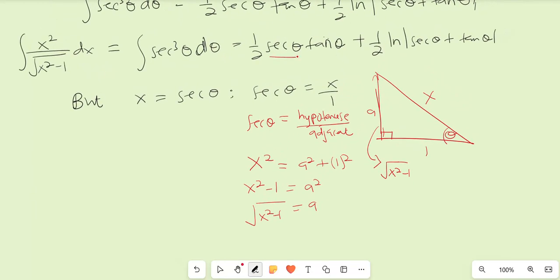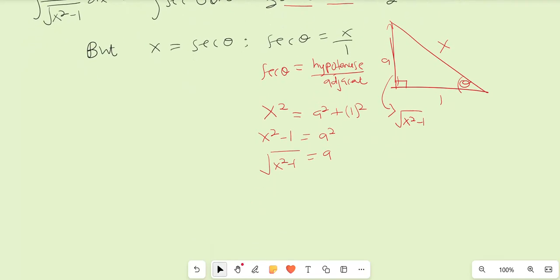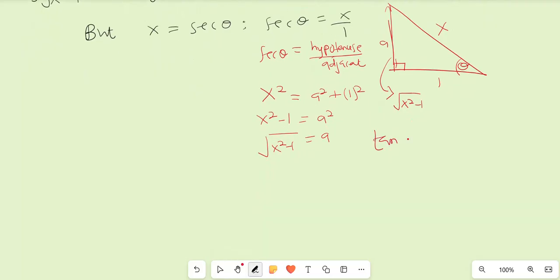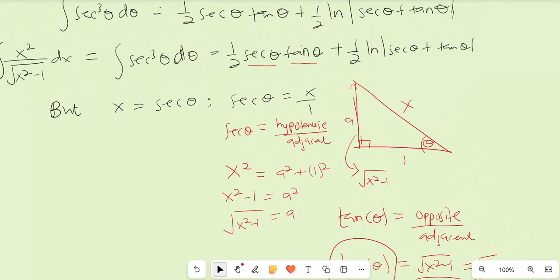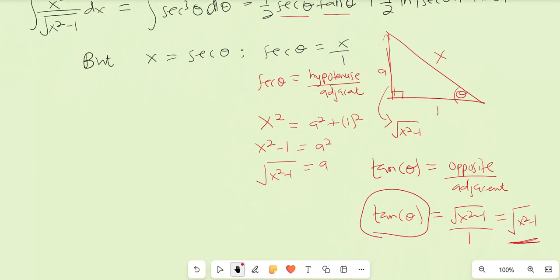So we know secant theta, which is x. We don't know tangent theta yet, so we can find that from here. Tan of the angle theta is equal to opposite over adjacent, which is the square root of x squared minus 1 divided by 1, or the square root of x squared minus 1. So we have found tan of theta in terms of x. We can plug that into our integral in terms of theta, and we get our final integral.